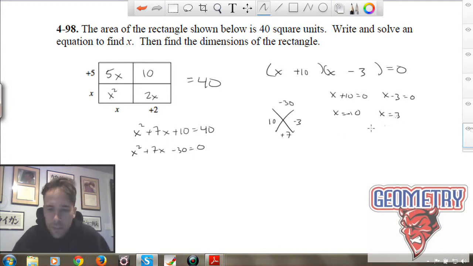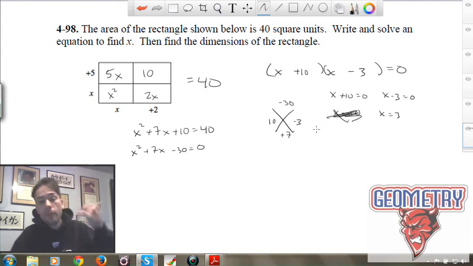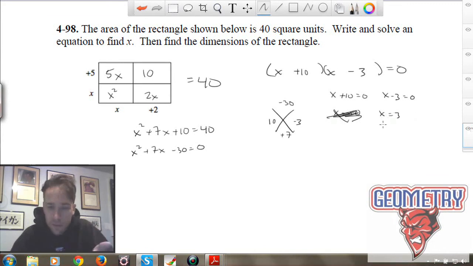Okay, unfortunately, one of these answers is a lot better than the other. x cannot be negative 10. Right? If we try and plug negative 10 into the side length of this rectangle, we're going to get negative 5 there and negative 8 there. We can't have a negative side length for a rectangle. So we've got to throw that answer out. Our correct value of x is going to be 3.